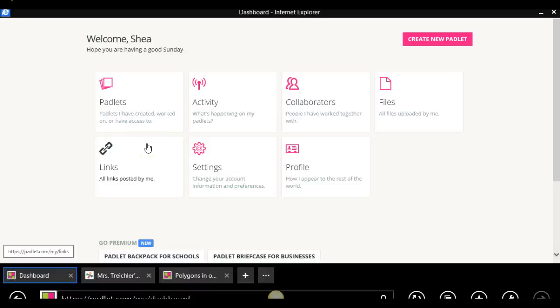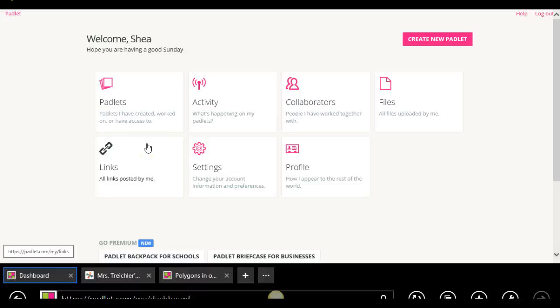These are just a few things that can be done with Padlet, and if you have any questions about Padlet or would like some training on Padlet, please contact me.